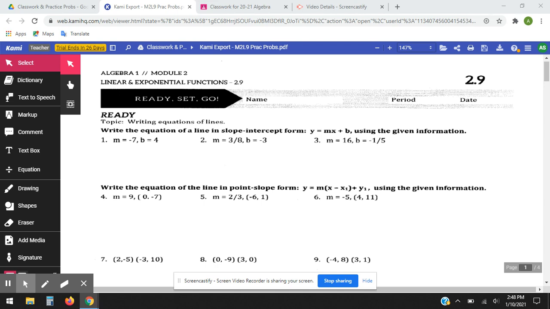Hi, this is Module 2, Lesson 9, the practice problems. We're going to go over some of these to help you understand what they're asking for.